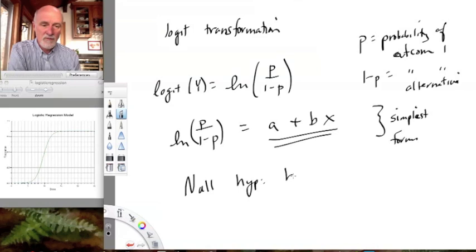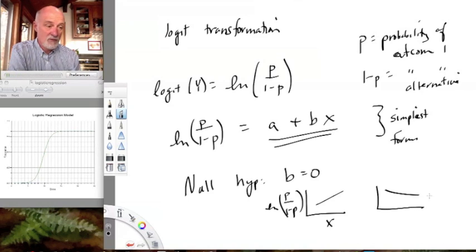It would be where b equals 0. So what does this regression curve actually look like? If we were to plot the log of p over 1 minus p versus x, it would look like that.